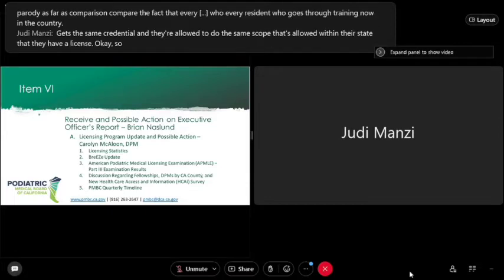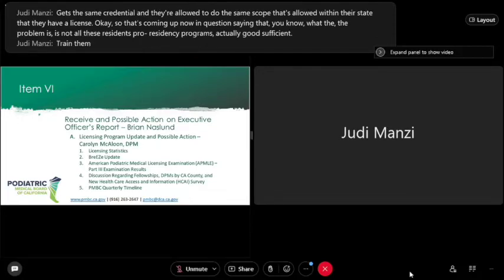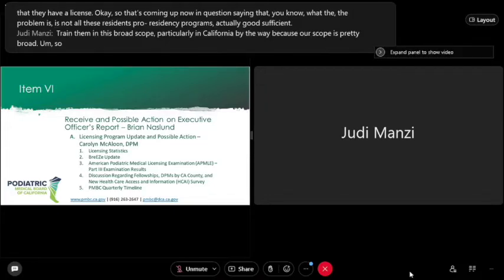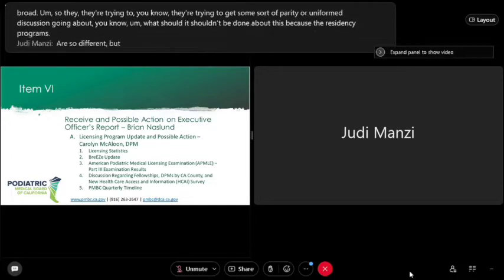So that's coming up now in question, saying that, you know what, the problem is that not all these residency programs sufficiently train them in this broad scope, particularly in California, by the way, because our scope is pretty broad. So they're trying to get some sort of parity or uniform discussion going about what should or shouldn't be done about this, because the residency programs are so different. But that's why now you have this whole other level of, well, he did a fellowship. Well, what is this fellowship?